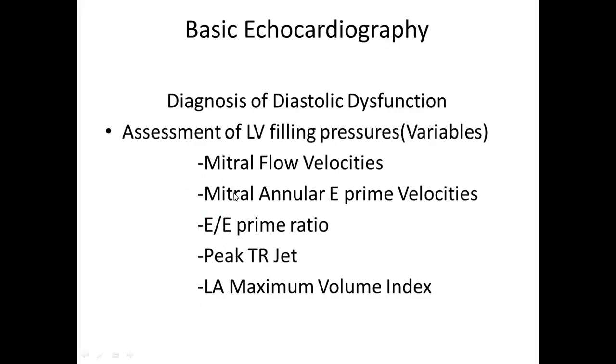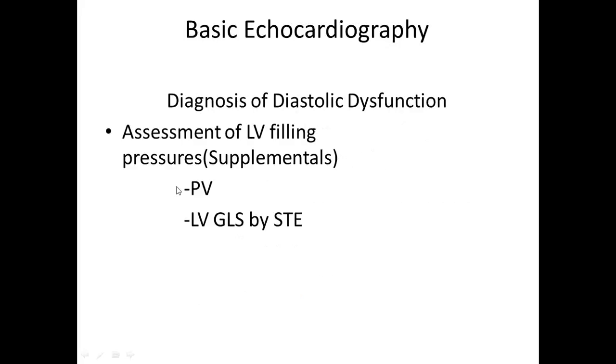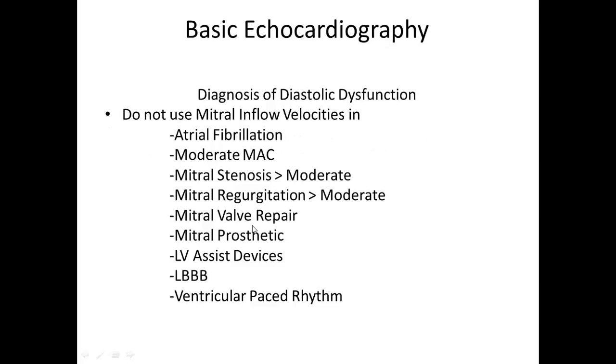But there are other things you can use. You can use your mitral annular E prime. You can use your TR jet, your left atrial volume index. You can use your pulmonary vein flow, and then LV global longitudinal strain. Okay.